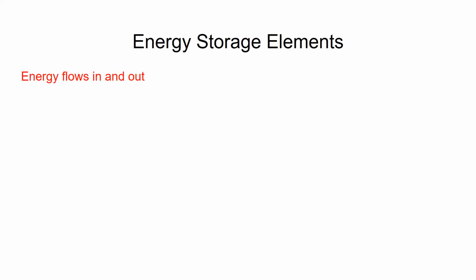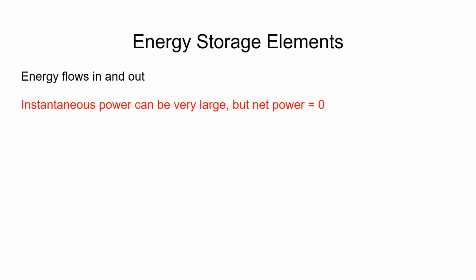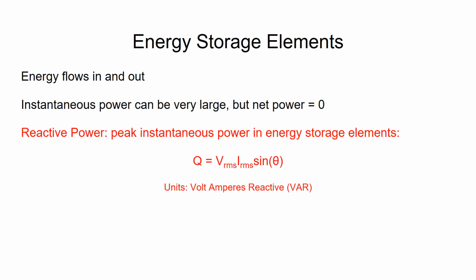In AC circuits, we know that energy flows in and out of inductors and capacitors. The instantaneous power in any such element can be very high, but the average power is 0. The peak instantaneous power associated with energy storage elements is called the reactive power, and it's denoted by the symbol Q. It's equal to V RMS I RMS times the sine of theta, where theta is the power angle. V RMS and I RMS are the effective voltage and current across the load. To emphasize that Q does not represent the flow of net energy, we usually use the units volt amperes reactive, VAR, instead of watts.